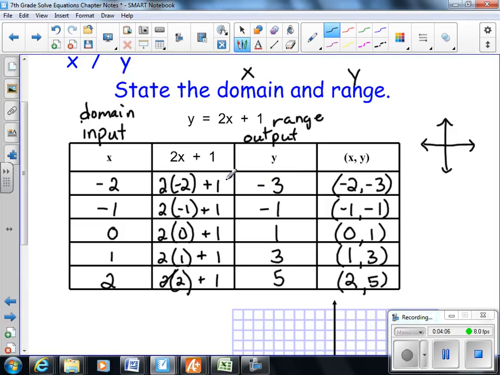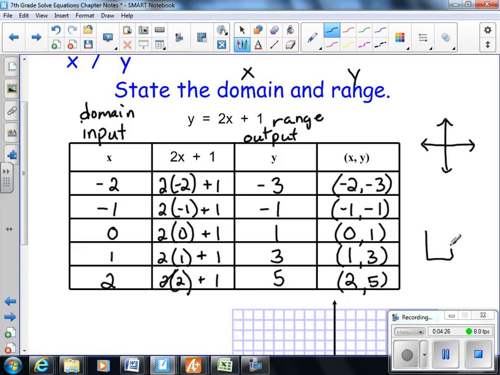Okay, so now we've made our T-chart or our input-output table. This is our workspace where we've plugged in values for X. Where did I get the values for X? I just made them up. I like to include some negatives, some positives, and try to include 0. Plug them into your rule and see what your output is.